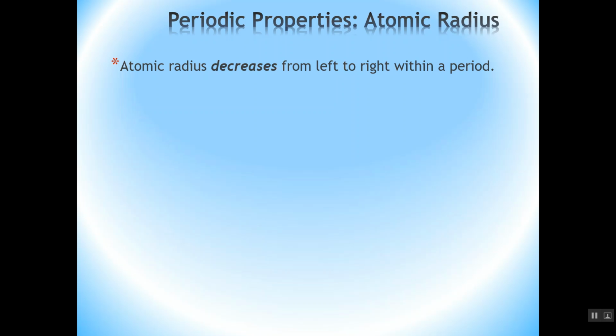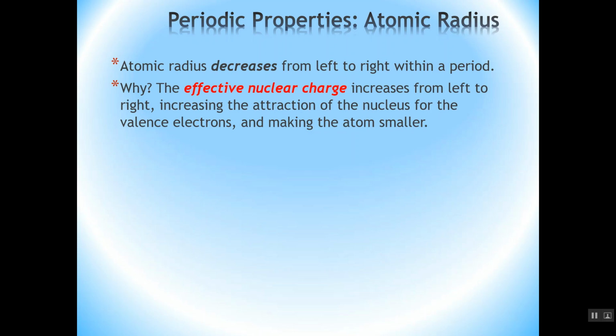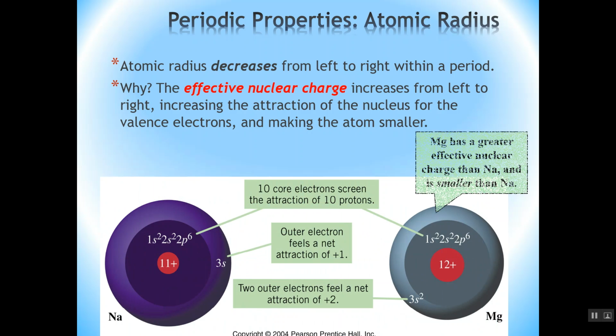What about going across a period? What was discovered was that going across any period, the atomic radius decreases from left to right within that period. Why is that so? If you think about it, as you go from one element to the next, you're doing two things. You're adding a proton to the nucleus, so the nucleus becomes more positive, and at the same time, you're adding an electron to the valence shell.